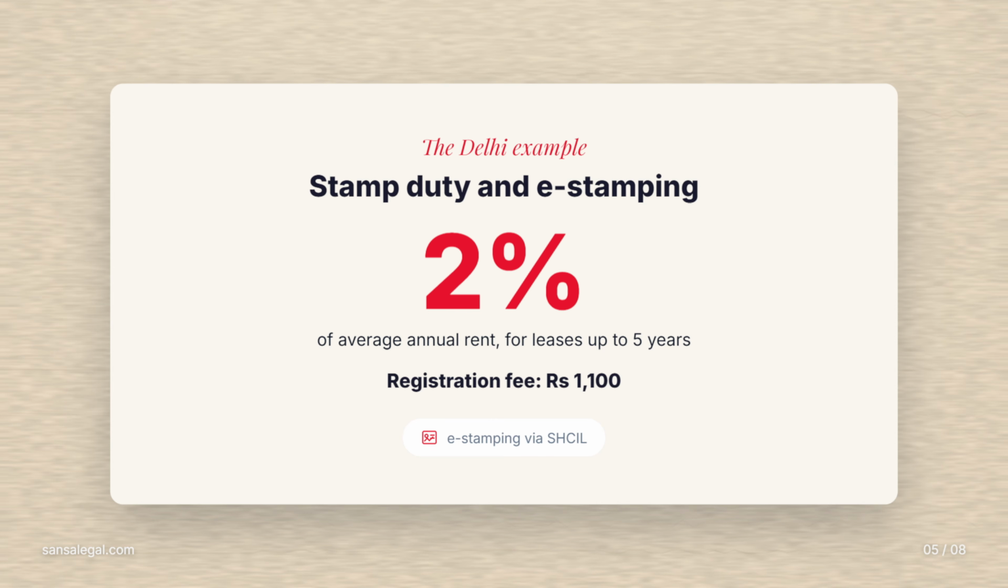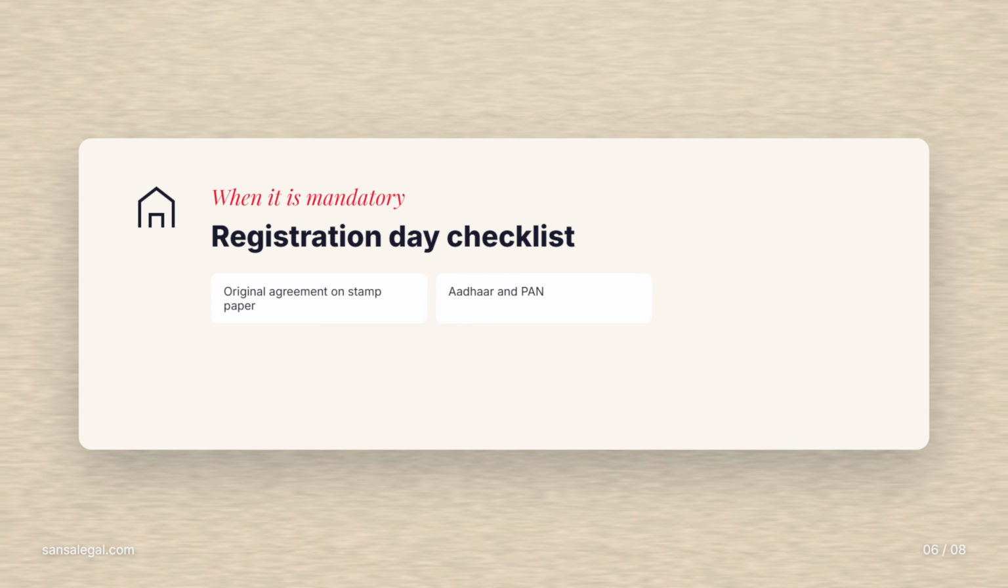Most states now offer e-stamping through the Stockholding Corporation of India, SHCIL. Buy the stamp duty online, print the agreement on plain paper, and attach the e-stamp certificate. Far simpler than hunting down a stamp vendor. If your lease term exceeds 11 months, registration with the sub-registrar is mandatory under the Registration Act, 1908.